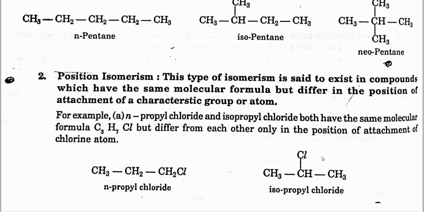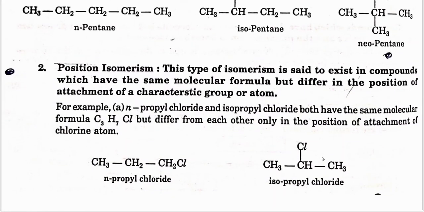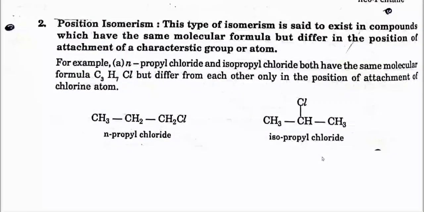Position isomerism. This type of isomerism is said to exist in compounds which have the same molecular formula but differ in the position of attachment of a characteristic group or atom. For example, n-propyl chloride and isopropyl chloride both have the same molecular formula C3H7Cl but differ from each other only in the position of attachment of the chlorine atom. n-propyl chloride, isopropyl chloride. You can see the difference.